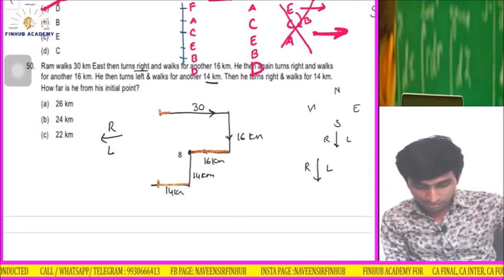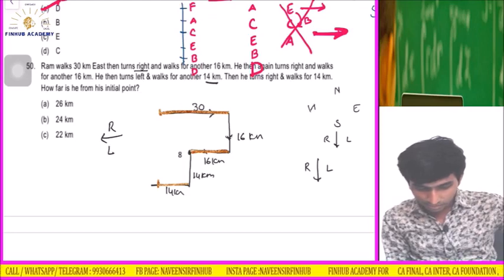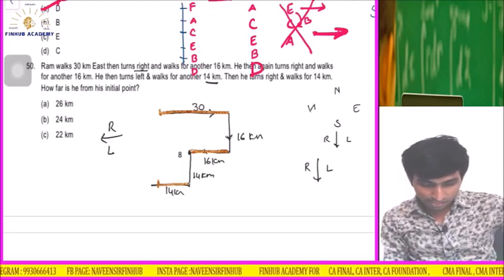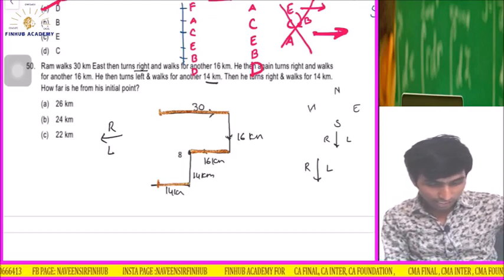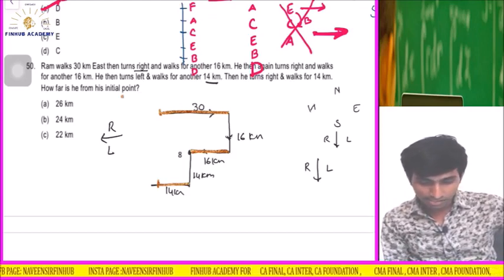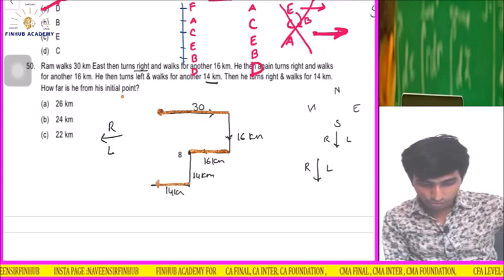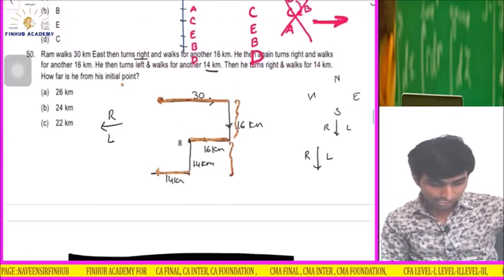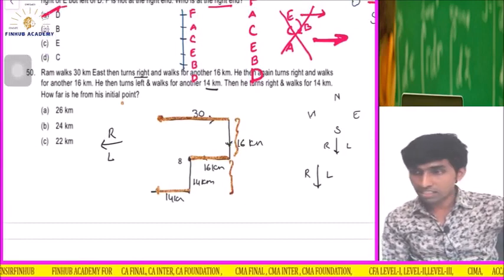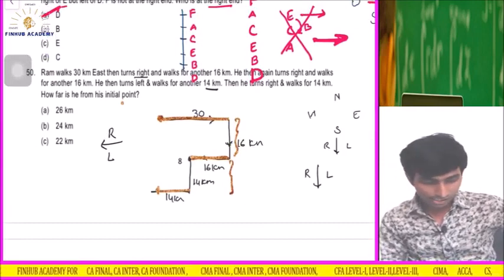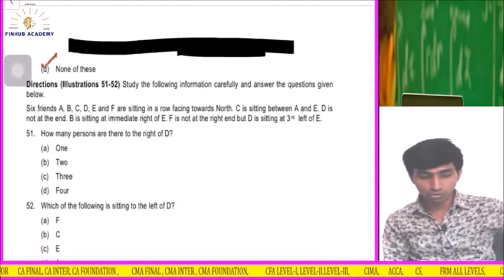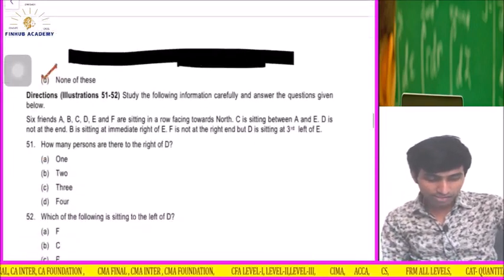So that means this is 30, and this 16 plus here 14, understood, should be 30. How far is he from the initial point, means from here to here, how much is it? So this 16 and plus this 14, it is 30, okay. 30 is not given, so what is the answer? 50? 30 is not given, so none of these is the answer. None is also an answer, no problem, I have checked, so this is D, none.